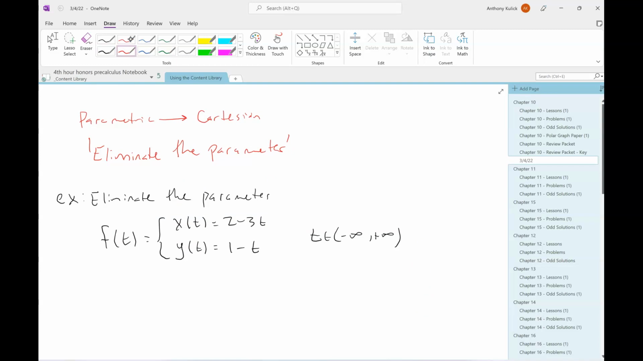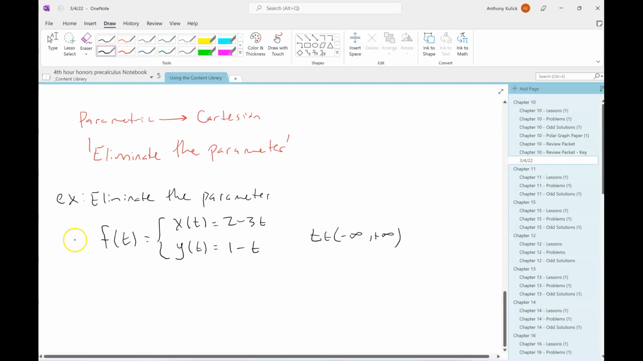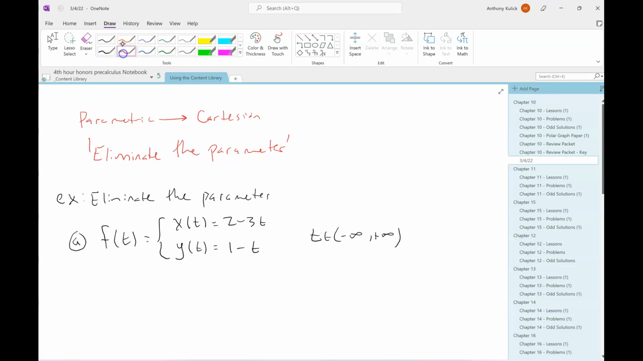So here's our parametric function. And what we want to do is we want to rewrite this as a Cartesian function. Basically, you want to write y equals yada, yada, yada, with no t's in it anymore, right? Just x's and y's.